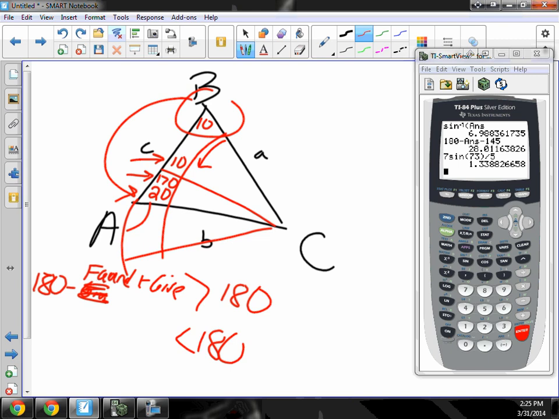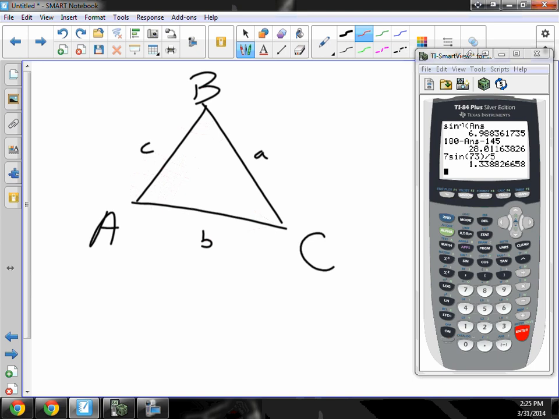So I don't care how you remember it. If you do 180 minus found plus given, just know anything bigger than 180 is not a triangle. Anything less than 180 means that you're going to have two solutions. Okay? Well, what happens if this is 25 and this is 25, well, we'll do the other angle. What if we find out that this is 25? How many solutions are there? One. Why is that never going to happen?